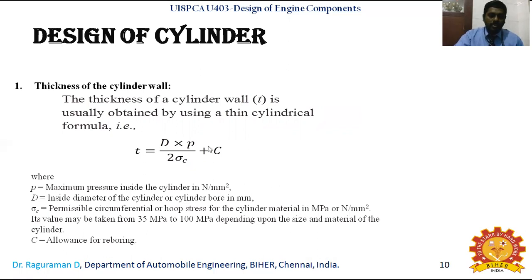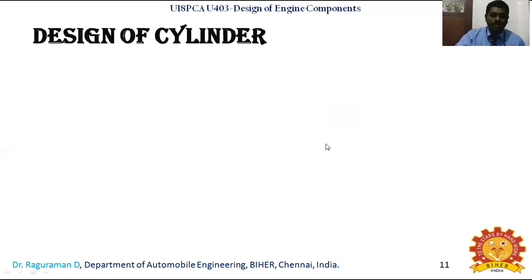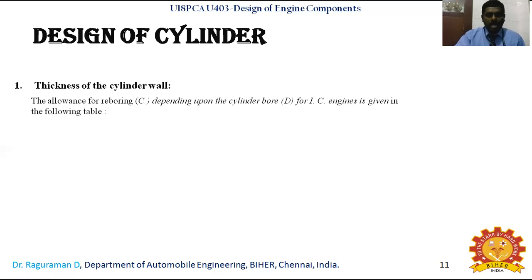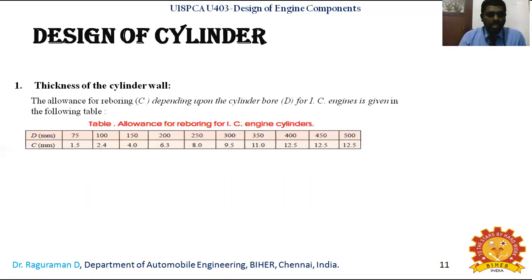And this capital C is the allowance for reboring. The allowance for reboring for an IC engine cylinder will be chosen depending upon this table, according to the cylinder bore diameter: 75, 100, 150, 200, 250, 300, 350, 400, 450, 500. Then there will be a reboring clearance for each, so depending upon the cylinder bore, you have the allowance for reboring.